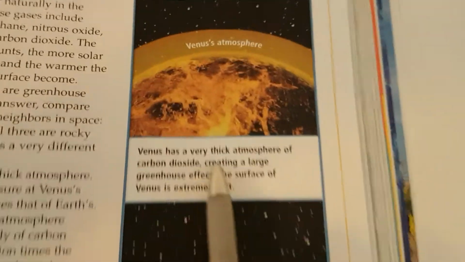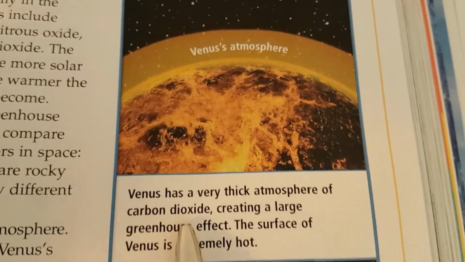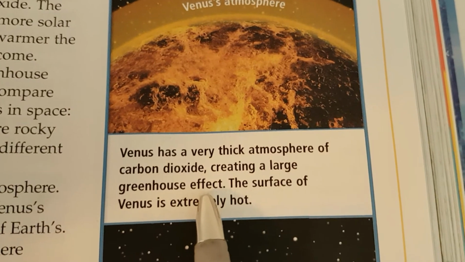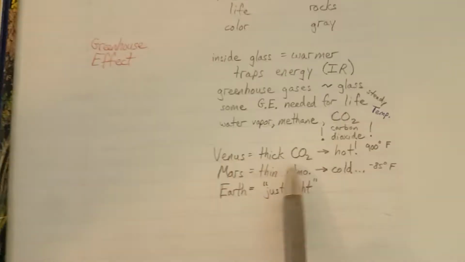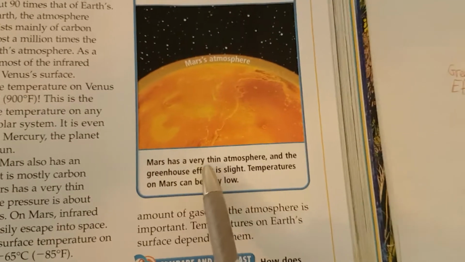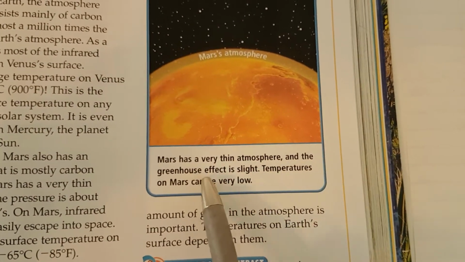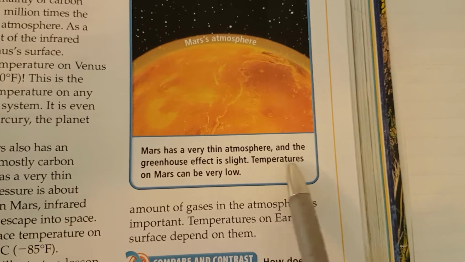All right, Venus has a very thick atmosphere of carbon dioxide, creating a large greenhouse gas effect. The surface of Venus is extremely hot. Okay, we already have that. Mars has a very thin atmosphere, and the greenhouse effect is slight. Temperatures on Mars can be very low. We have that.